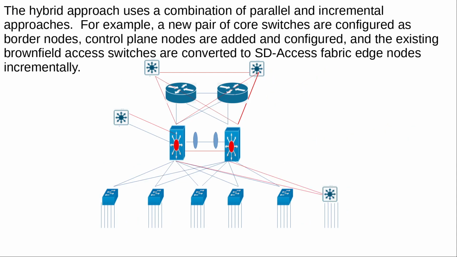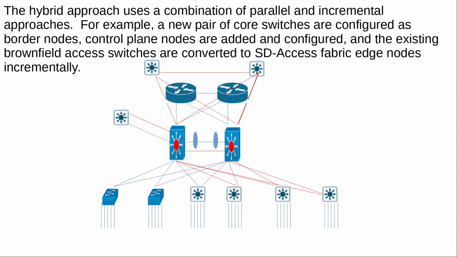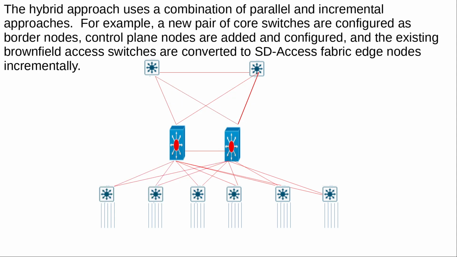So we are going to turn this device from being an access switch into an edge node. We are going to turn this link from being a layer 2 link into a layer 3 link. And we are going to keep these border nodes working in parallel. So that will be the hybrid approach. That's it.